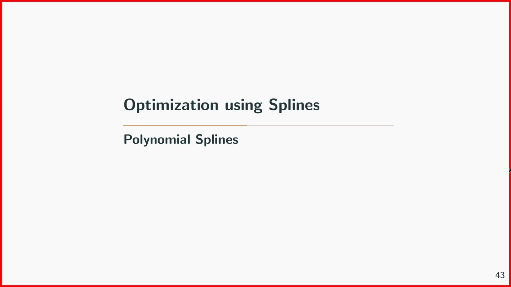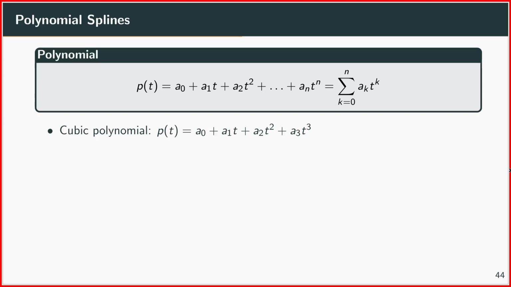Okay, cool. Then the next topic will be polynomial splines. Polynomial splines are pretty important because they have very nice connections to convex optimization, and in the end we will see how we can directly optimize, for example, for low energy or smallest acceleration along a path.